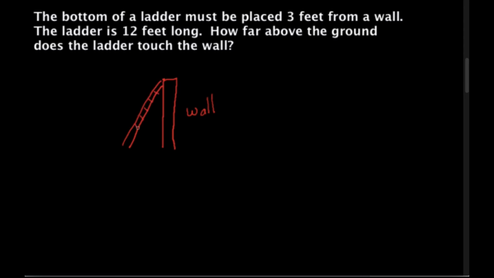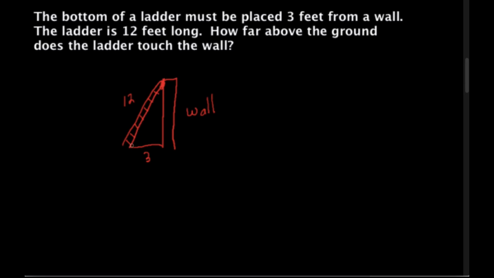And the length of the ladder is 12 feet. And it says that the ladder must be placed 3 feet from the wall. So the base of the ladder has to be 3 feet from the wall. So this distance right here has to be 3 feet. And we want to know how far above the ground does the ladder touch the wall. So basically we want to know what's this point right over here. Where does the ladder touch the wall?